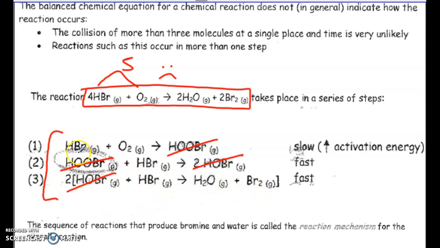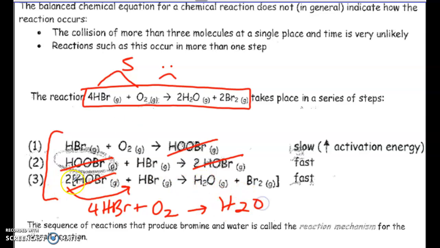So we have 1, so this is by 2. So this is 1, 2, 3, 4 HBr plus our O2 makes H2O. And there's 2 of them. This whole line is multiplied by 2, and 2 Br2. So essentially this is a mechanism.